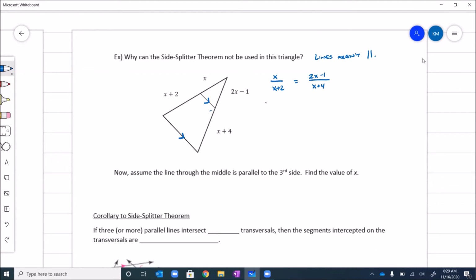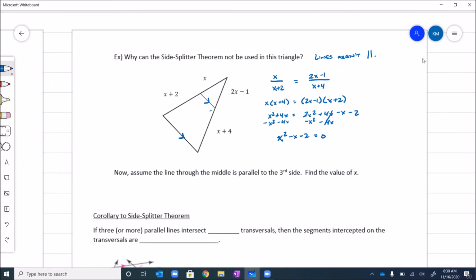Okay, and so we're going to cross multiply: x times x plus 4 equals 2x minus 1 times x plus 2. Let me distribute that all out. That's 2x squared plus 4x minus x minus 2. And I want to get everything to one side because I'm dealing with a quadratic here. So subtract 2x squared, subtract 4x. That cancels out. What I'm left with is x squared minus x minus 2 equals 0.